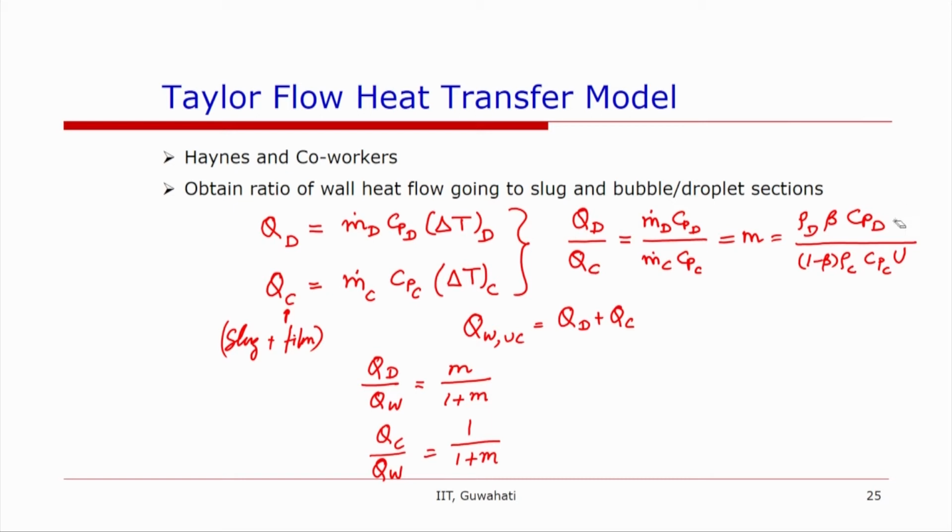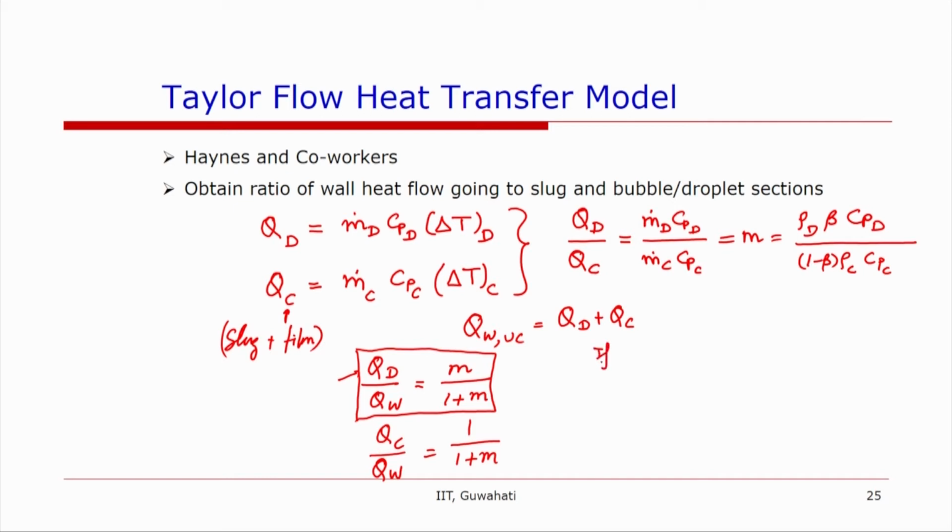So, that is the definition of m, basically the ratio of the thermal mass flow rate multiplied by the heat capacity. Okay. So, that is an important relationship: how much, or what fraction, of the heat is going to the dispersed phase and what fraction of the heat is going to the continuous phase.